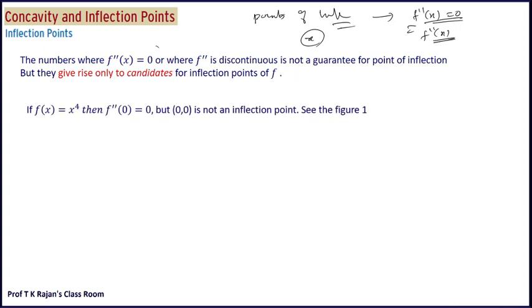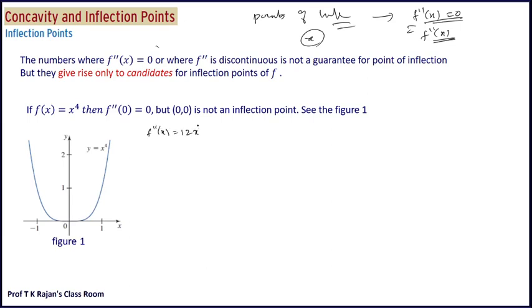For that, let us consider a function like f(x) equals x raised to 4. Here is the graph of the function. Now find f double dash of x. You can see that f dash is 4x cube, and f double dash is 12x square. Setting it equal to 0, you get x equals 0. So clearly 0 is likely to be an inflection point.